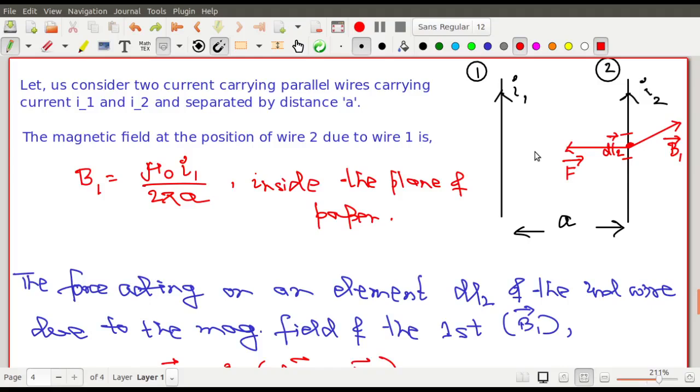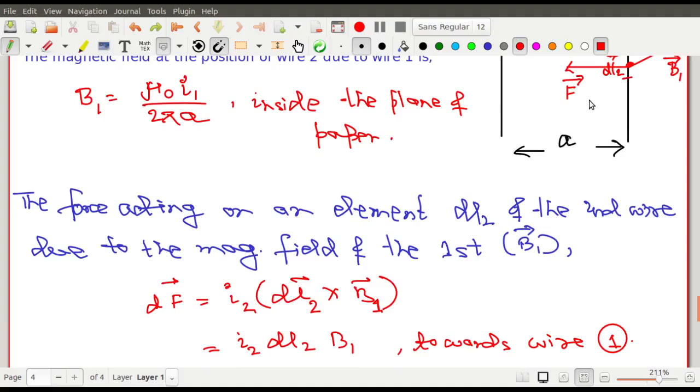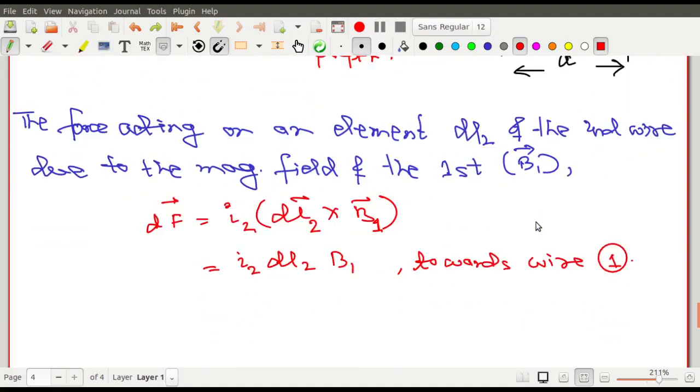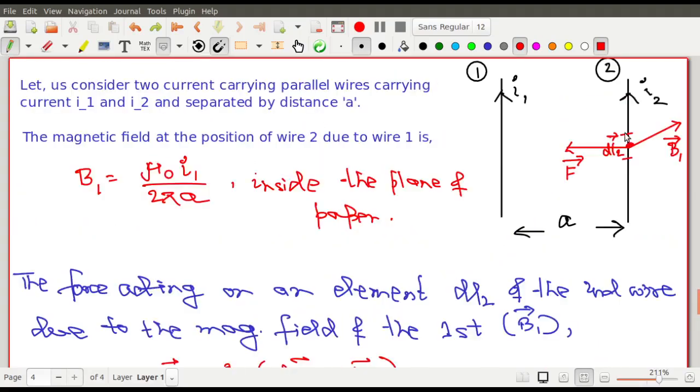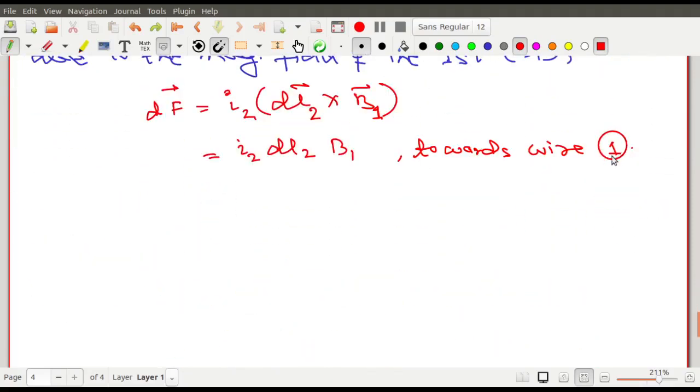So B1 is inside the plane of the paper, and this dl vector you can find the direction of along the black line. So now what will be the direction of the F vector? It is inside like this. So I have said it is inside. Now it's your task. This F will be either inside or outside. So it is really inside. That is what you need to verify. So towards where 1. That's fine.